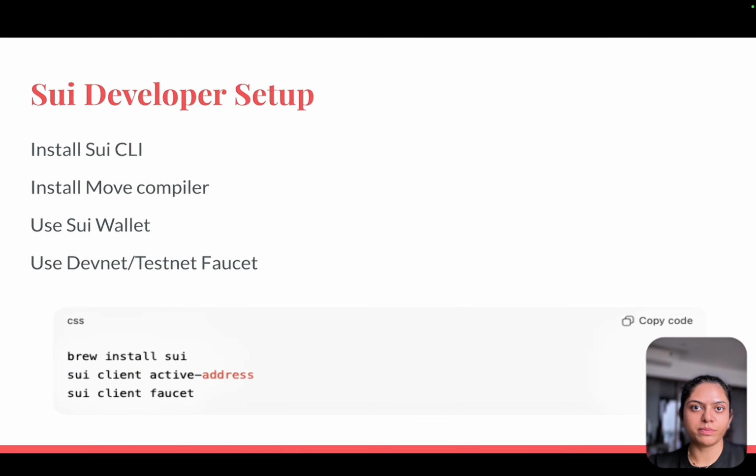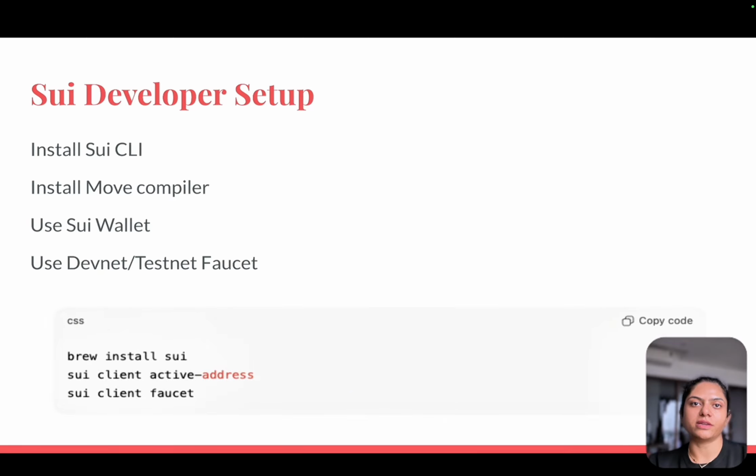So let's start with the basics: how to set up your Sui development environment properly. You need four things: Sui CLI, Move compiler, Sui wallet, and a testnet or devnet faucet. The installation process is like brew install. If you are on Mac, then brew install sui, sui client active-address, and sui client faucet for testing on devnet or testnet.